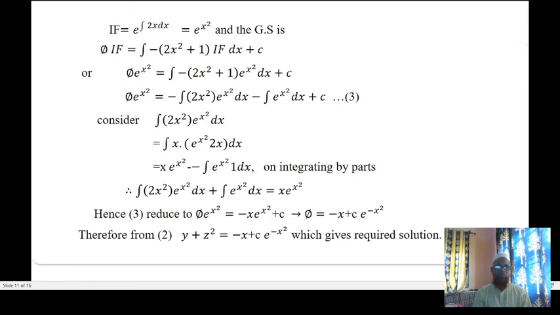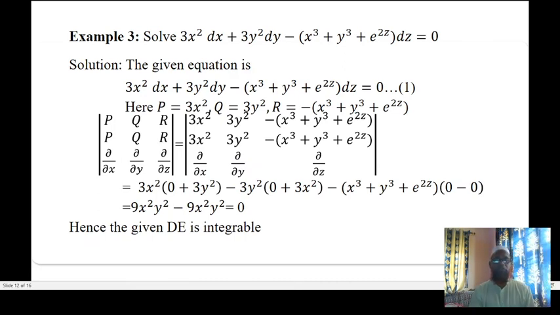Hence, substitute this value into equation 3. So phi e raised to x square is minus x e raised to x square minus e raised to x square dx, and this one plus e raised to x square cancel, leaving x e raised to x square. This implies, dividing by e raised to x square throughout, phi equal to minus x plus c e raised to minus x square. Therefore, from equation 2, y plus z square equals minus x plus c e raised to minus x square, which gives the required solution.